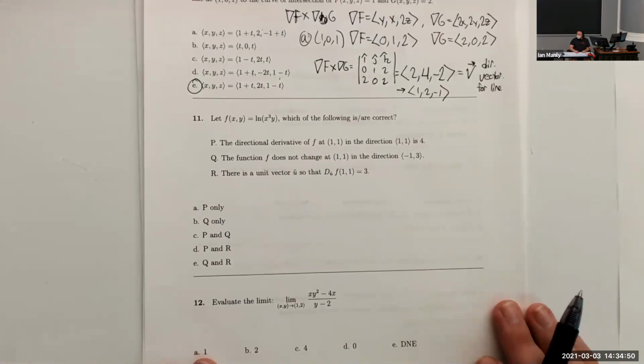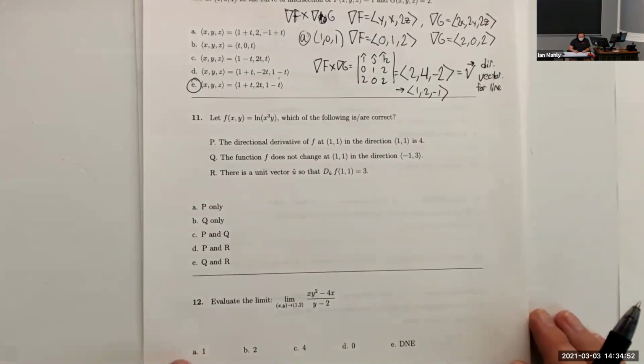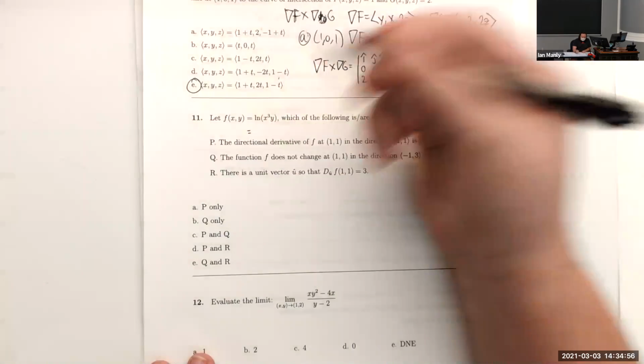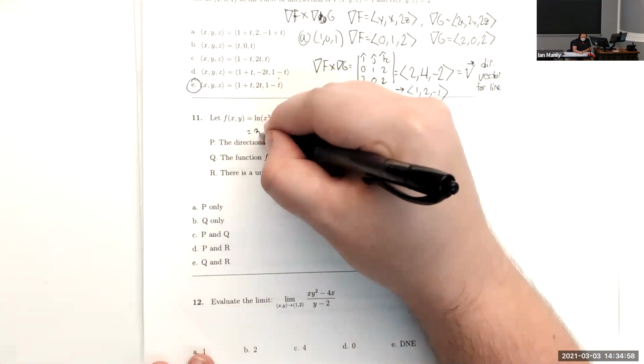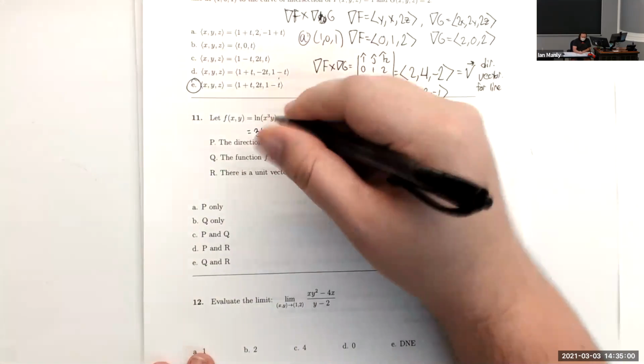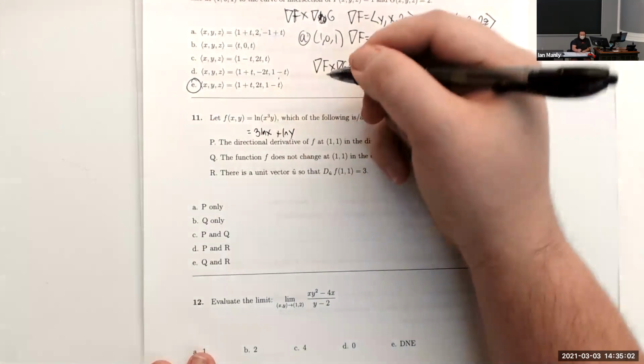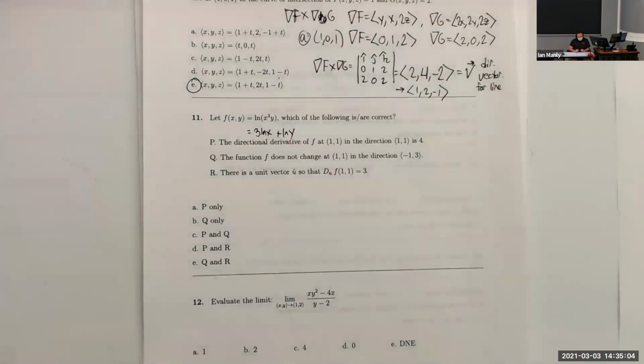All right, let's go on to the next one here. Let f of x, y equal ln of x cubed times y. Now, before I do anything with this, I'm immediately going to use log rules to write this as 3 ln of x plus ln of y. That will almost certainly make everything we're going to do here easier. All right, so let's see here. The directional derivative of f at 1, 1 in the direction 1, 1 is 4.